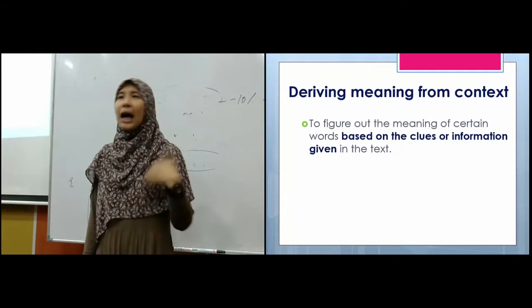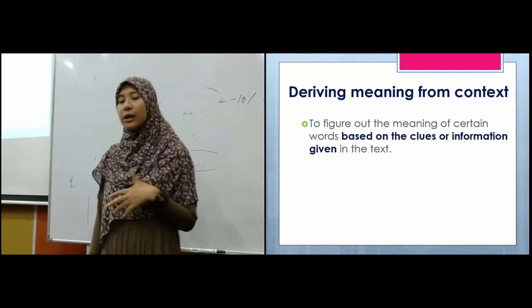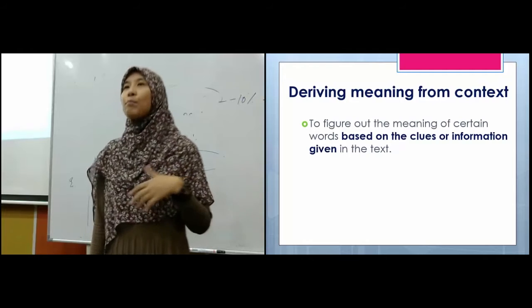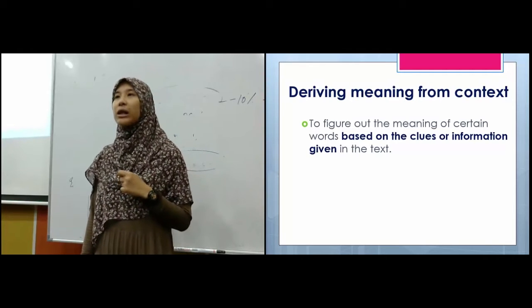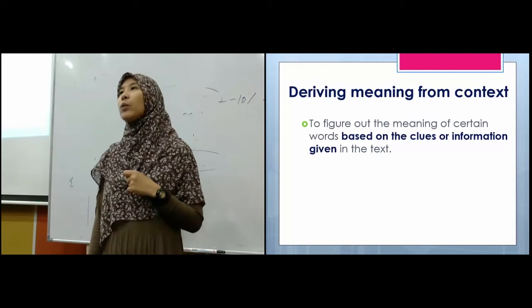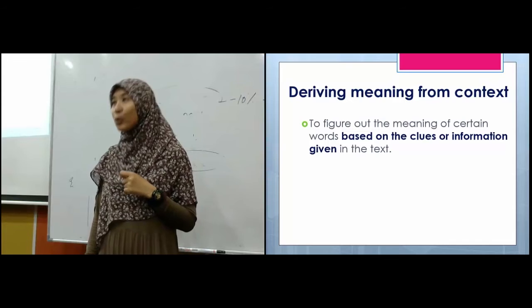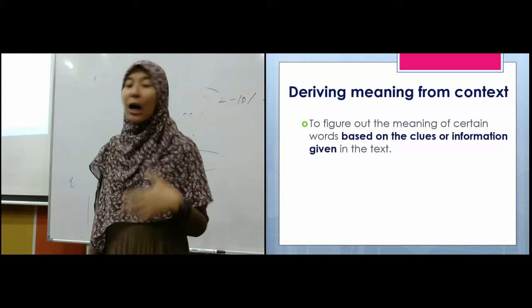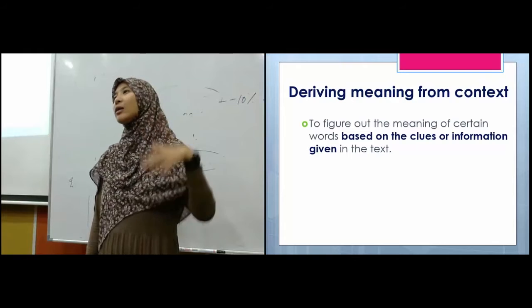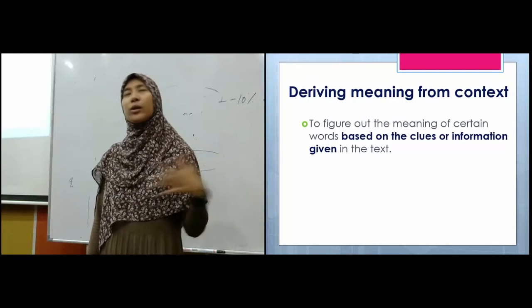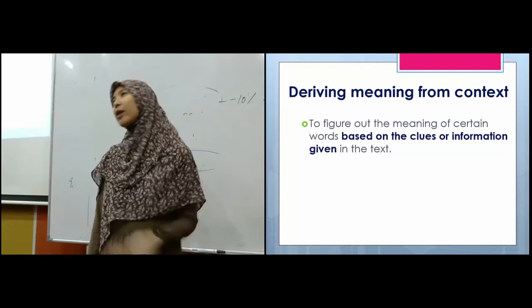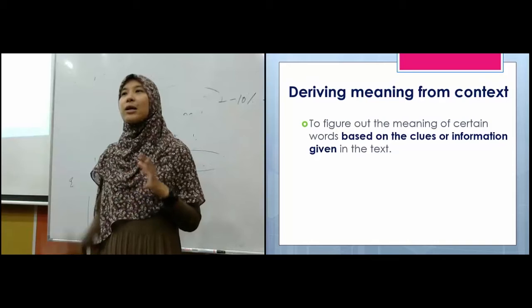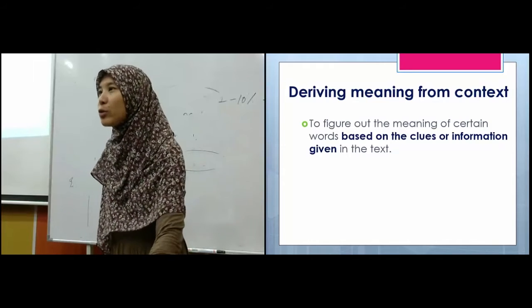So basically, how to figure out the meaning of certain words in context is based on the clue information given in the text, which we call contextual clues. Okay, these are all the jargon words that are going to come out. However, you guys don't have to worry about all the jargon words, contextual clues, anaphoric, cataphoric or whatsoever, because you guys are just going to apply this when you do the test.